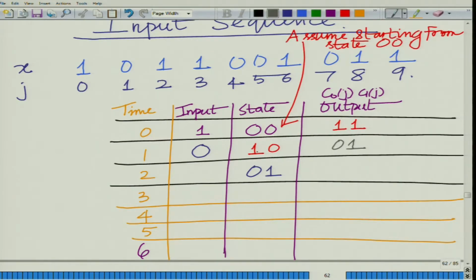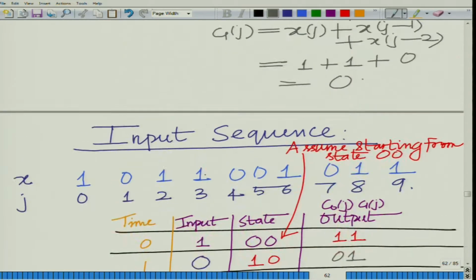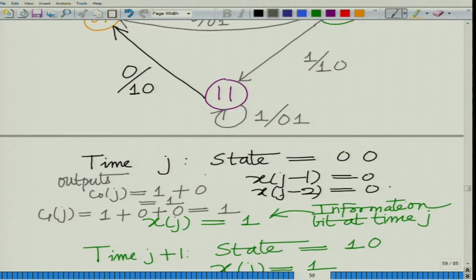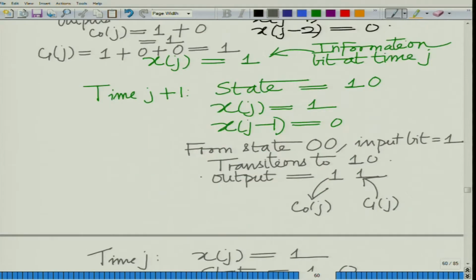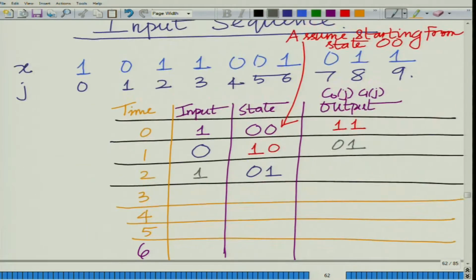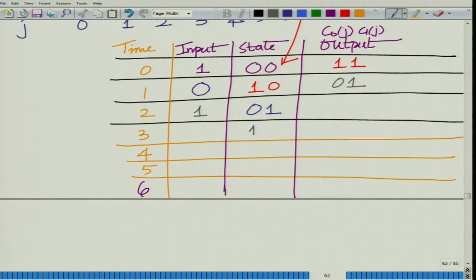Now we are in state 0 1. At time instant 2 the input bit is 1, and we are in state 0 1. With input bit 1, the next state, correct, is 1 0 and the output bits are 0 0. The next state is 1 0 and the output bits are 0 0, and in this fashion we can fill the table.